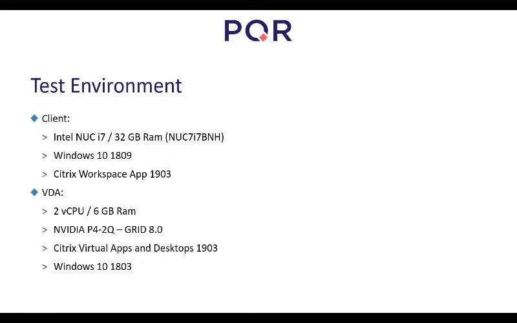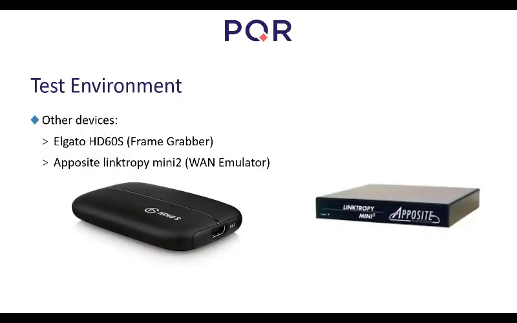The VDA was sized with 2 vCPU, 6 GB of RAM. I used the NVIDIA P4 2Q profile with GRID 8.0. I used CVAD 1903 and I ran it on Windows 10 1803. To do the testing, I used the frame grabber because with REX you need to grab the frames for later analytics. So I used the Elgato, which is around 150 euros.